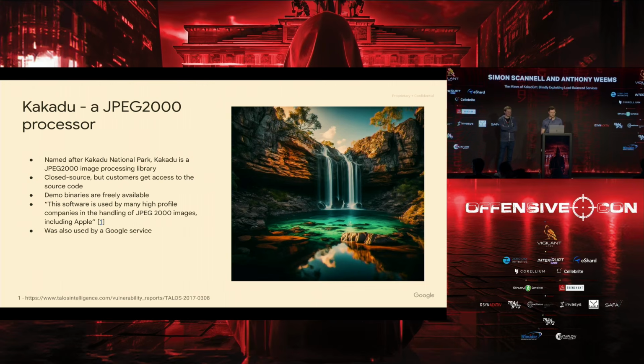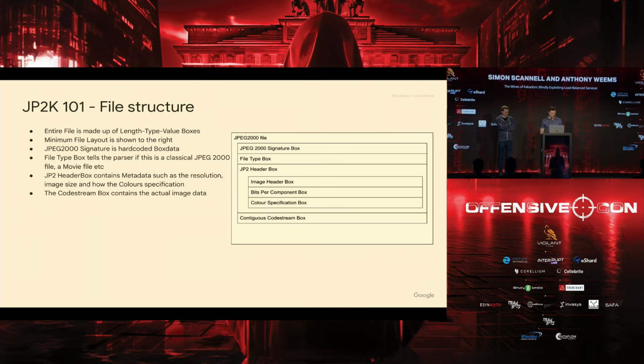And to quote from a Cisco Talos report, the software is used by many high-profile companies in the handling of JPEG 2000 images, including Apple. Beware, though, that this report is from 2017, so that might have changed. And this library was also used by a Google service, so the exploit we're describing today was exploiting a production service from the perspective of an external attacker. That's why some of the details of the exploit might be a bit more abstract, because we can't include all the details. So let's get into the 101 of the file structure.